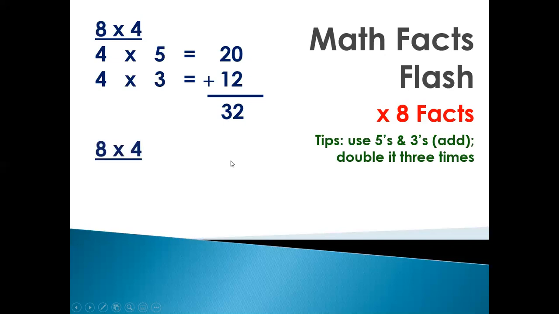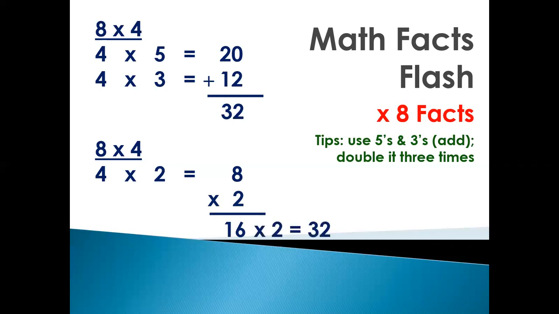Also, we could double it 3 times. So let's use 8 times 4 again as an example. So first I'm going to double it. Remember, doubling is just adding it to itself or multiplying by 2. So 4 times 2 is 8, times 2 a second time is 16, times 2 a third time will give you 32. So you're doubling it 3 times. That gives you your 8, because 2 times 2 times 2 is 8. 2 times 2 is 4, 4 times 2 is 8. So doubling something 3 times is the same thing as multiplying it by 8.